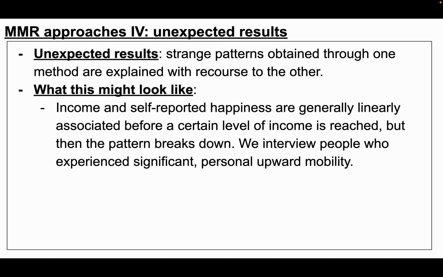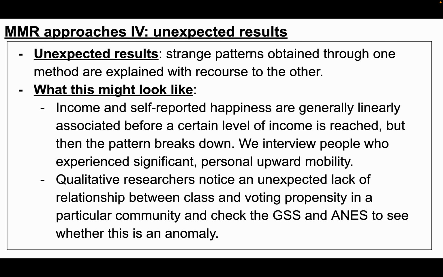So to explain that, we might interview people who experience significant personal upward mobility. So we have a pattern that might be hard to spot without large N quantitative data, but then once we spot that weird pattern, we want to talk to people about it. Or qualitative researchers might notice an unexpected lack of relationship between class and voting propensity in a particular community, and then they check the GSS or the ANES to see whether this is an anomaly. So this would be an example where, again, we kind of need that broad pattern data to confirm that what we're observing actually is some anomaly, but then to do further research, we sort of spot check it.